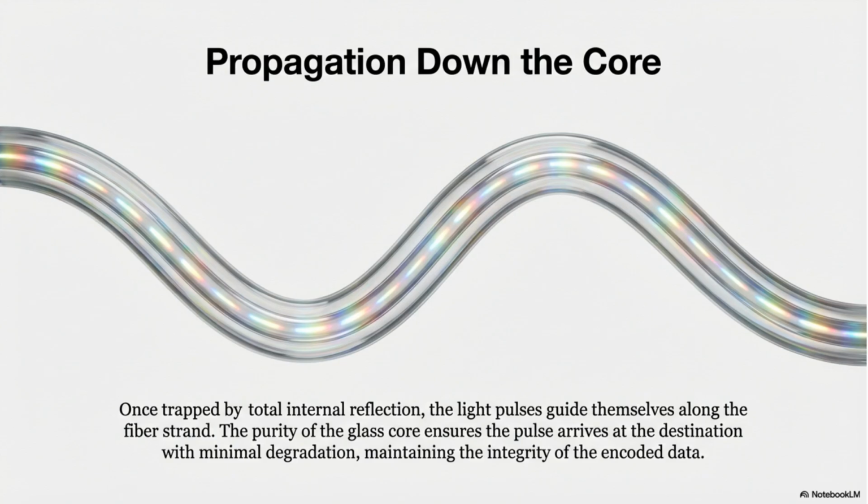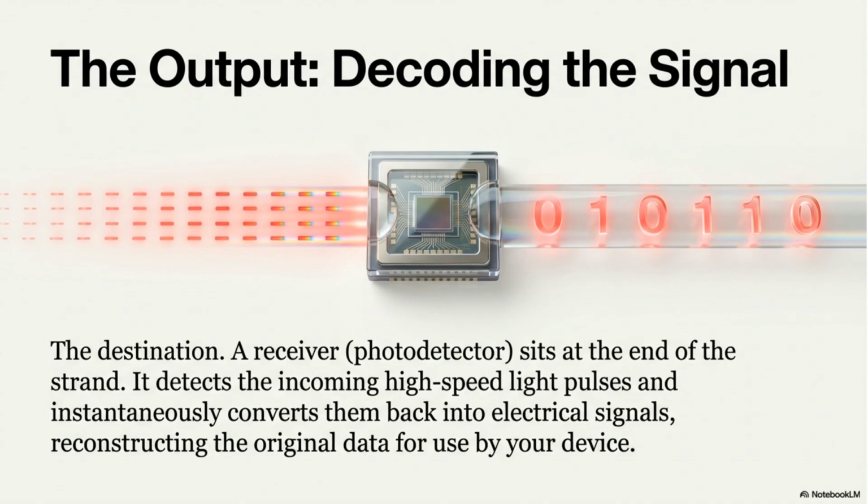Once trapped, the light pulses propagate down the core. The purity of the glass ensures minimal degradation, allowing the encoded data to maintain its integrity all the way to its destination. At the destination, a receiver or photodetector detects the light pulses. It instantaneously converts them back into electrical signals, reconstructing the original data for use by your device.